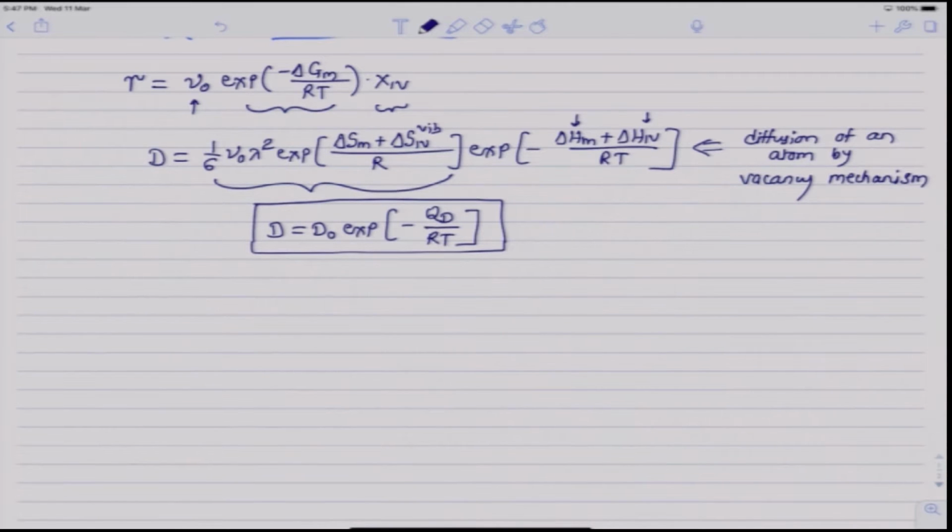And so, the only contribution to the activation energy for diffusion of a vacancy will be from the activation barrier for migration. And so, for a vacancy we can write D_vacancy is equal to 1/6 nu_0 lambda square exponential delta S_m over R times exponential minus delta H_m by RT.